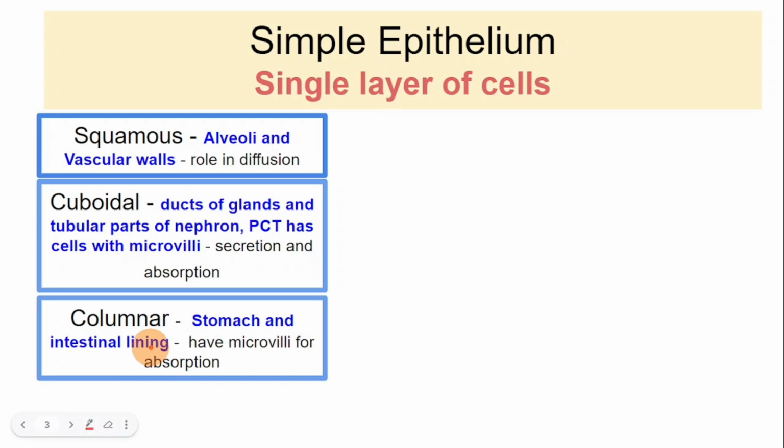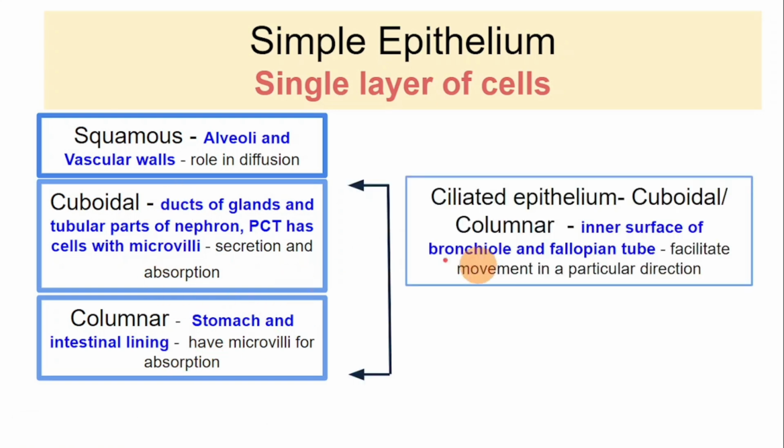They are long, slender cells and their nuclei are towards the base. These are seen in stomach and intestinal lining, and these cells have microvilli for better absorption. Both these types of cells are further classified into a subcategory that possess cilia. So two examples which you need to remember here is the inner surface of bronchiole. Bronchiole is a part of respiratory system and the ciliary action of these cells will prevent any dust or microbe, bacteria, any germs from entering inside lungs and damaging the alveolar wall.